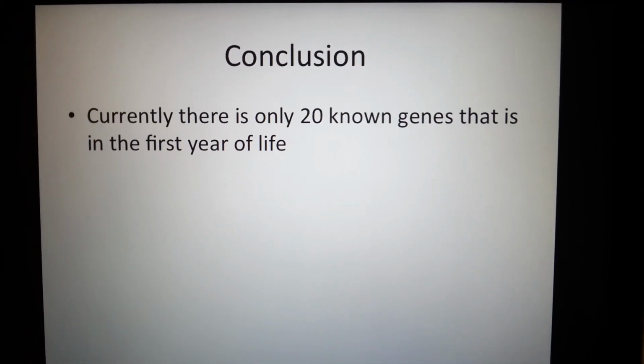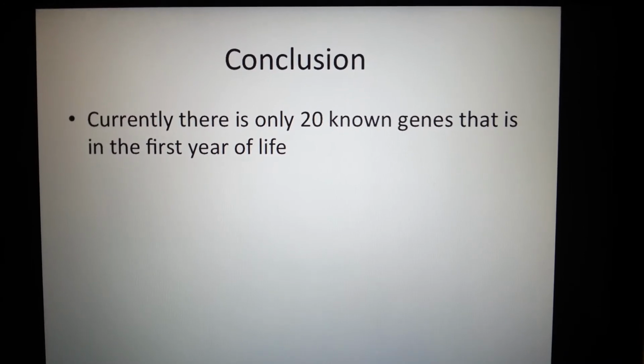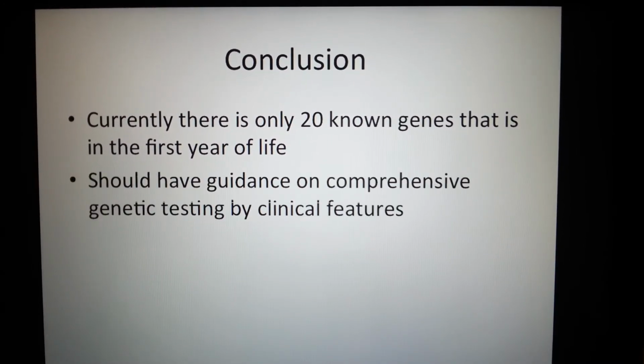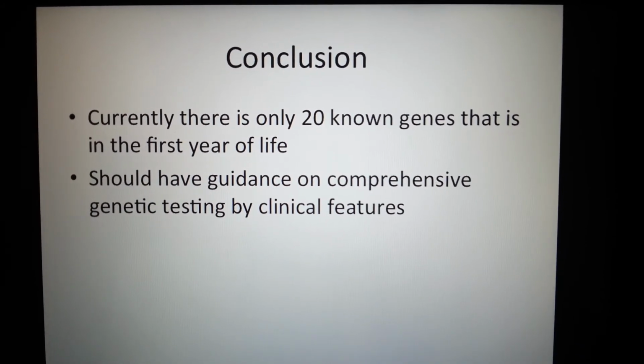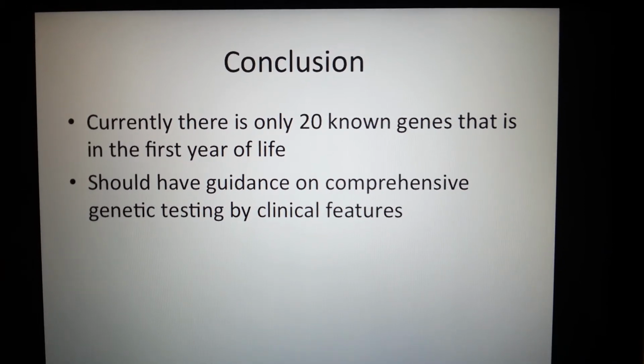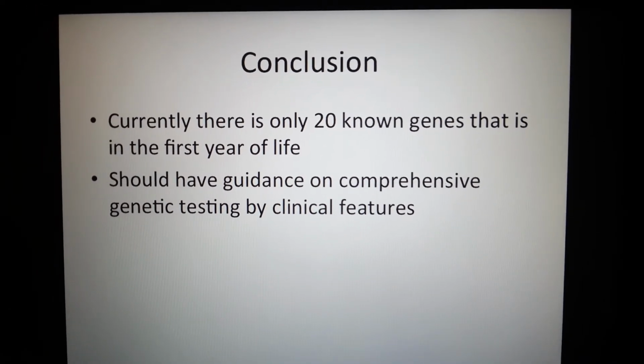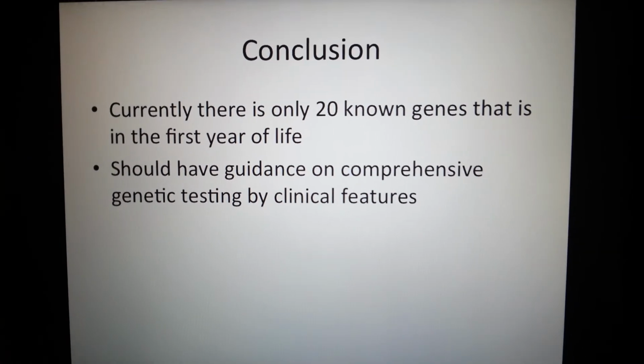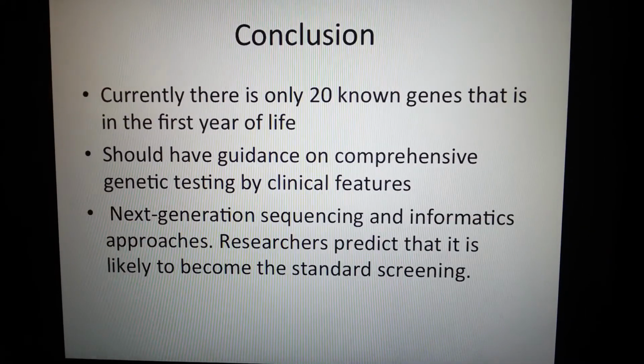Currently, there is only 20 known genes. That is the first year of life. Anyone diagnosed under 6 months of age should have guardians on comprehensive genetic testing by clinic computers.